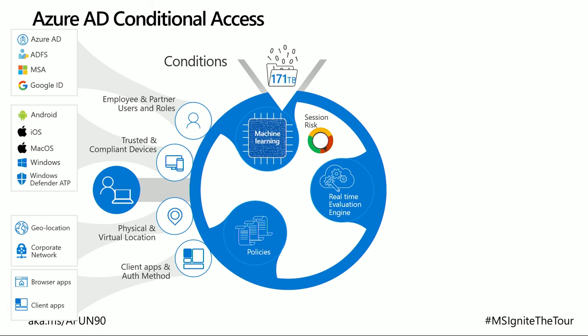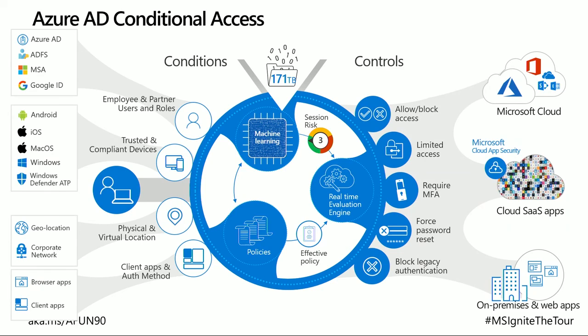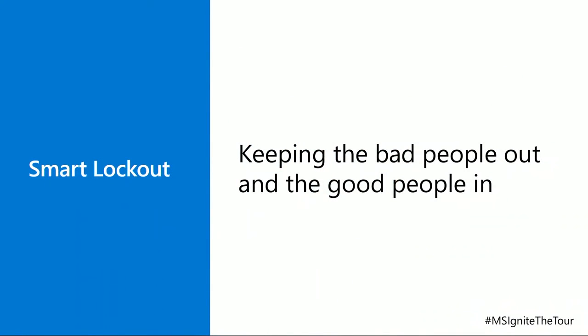And we do some evaluation on it using our machine learning algorithms to come up with how risky that package of behavior is. Is it Sonia sitting in the Microsoft office in Brisbane, or is it Sonia's account logging into an internet cafe in a foreign country? We then give that a session risk and put the controls in that you have defined. Do you want to allow or block access? Do you want to require multi-factor authentication? Do you want to block it completely?